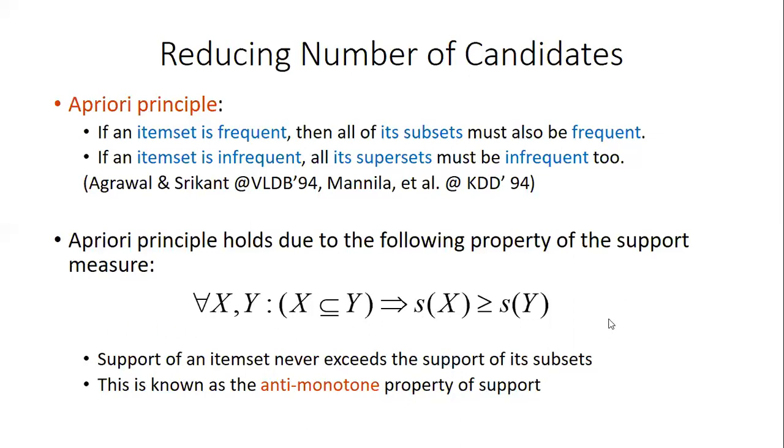This property we call the anti-monotone property of support. Remember the name: anti-monotone property of support. Let us see with an example how it actually works.